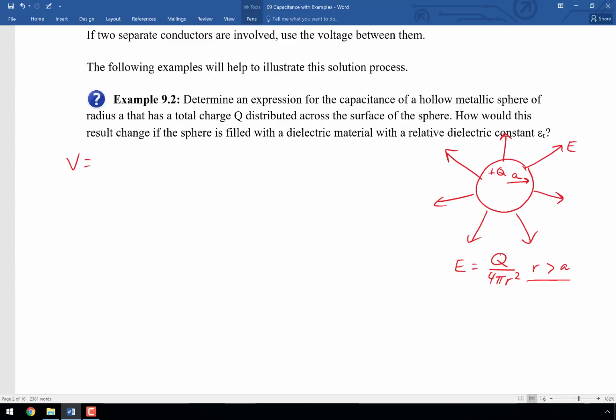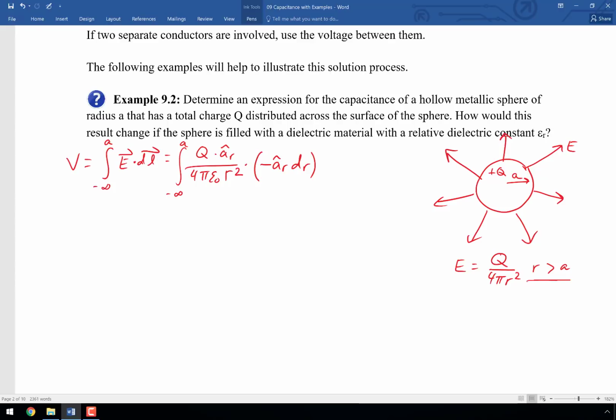So what is the voltage? The voltage is the integral from negative infinity up to A of E dot dl. And this is equal to the integral from negative infinity up to A of Q times A sub r divided by 4 pi epsilon 0 r squared. And then that's multiplied by, now we're moving from infinity to the surface. So that means that we're going in the negative A sub r direction, and we're moving with a dr motion.